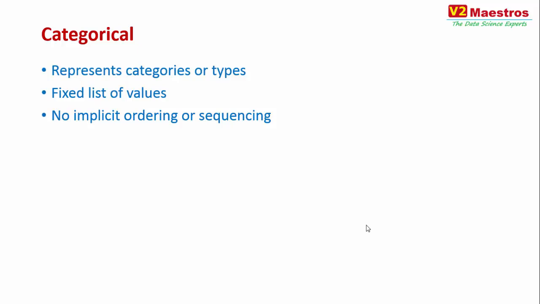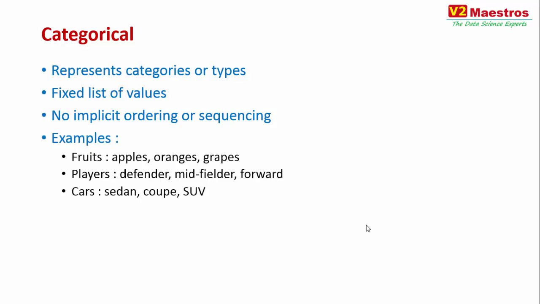You can't really compare them with a greater than or a lesser than symbol in the case of categorical data. Some examples are the list of fruits like apples, oranges, grapes. In a soccer team, you can have different types of players like defender, midfielder, forward, or you have types of cars like sedan, SUV, coupe, etc. As you can see, they are just categories. They all typically have a fixed set of values, and you do not have any kind of implicit ordering or sequencing among them.